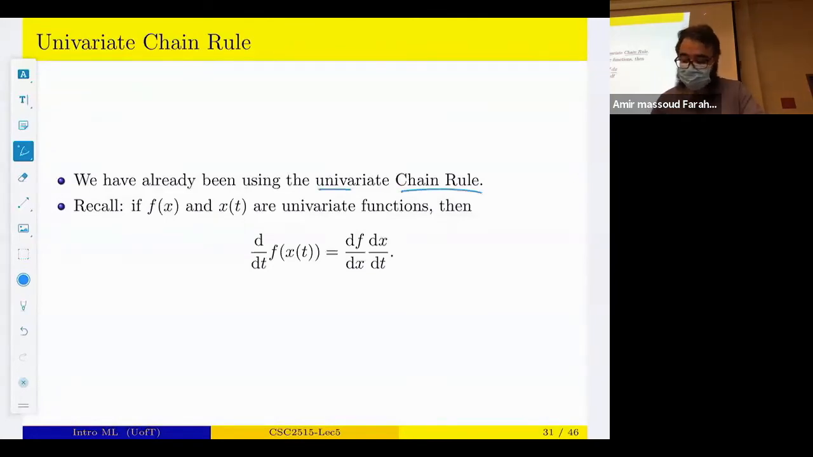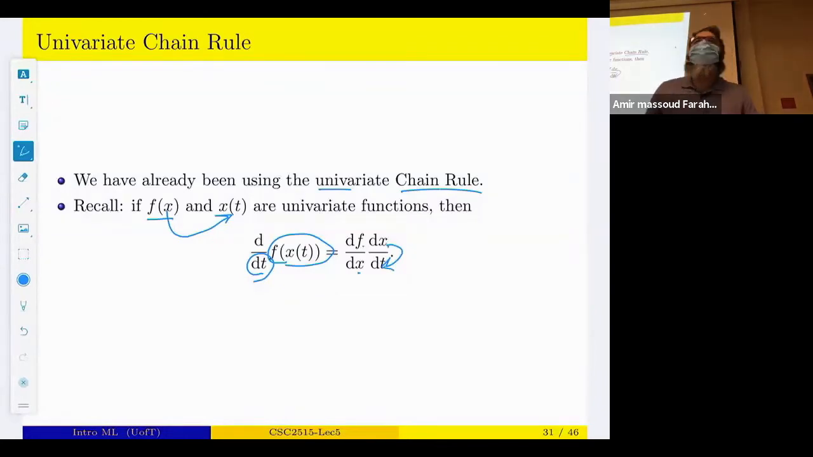So recall that if we have a function f of x, where x is a function of another variable t, and we want to compute the derivative of f of x of t with respect to t, it would be the derivative of f with respect to x, and the derivative of x with respect to t, right? And yeah, we have seen this before.